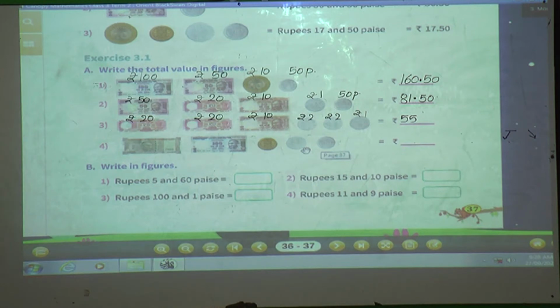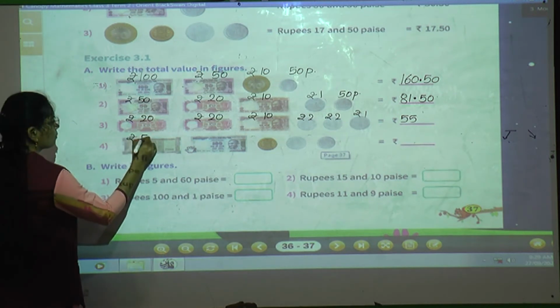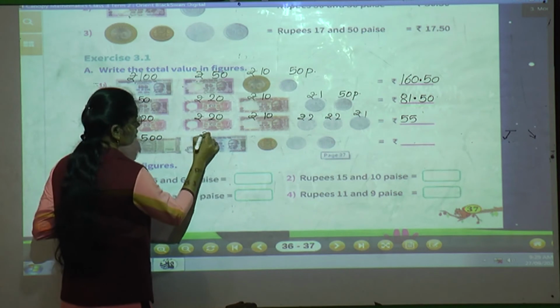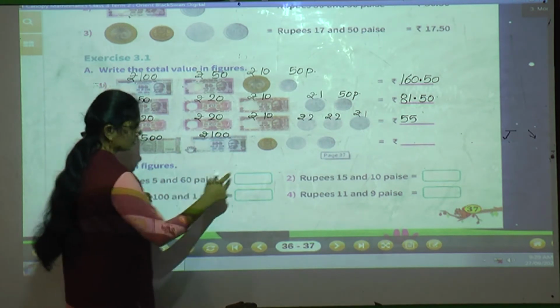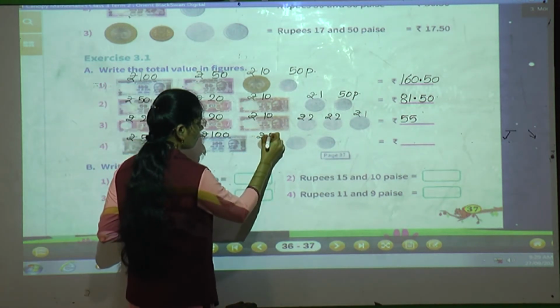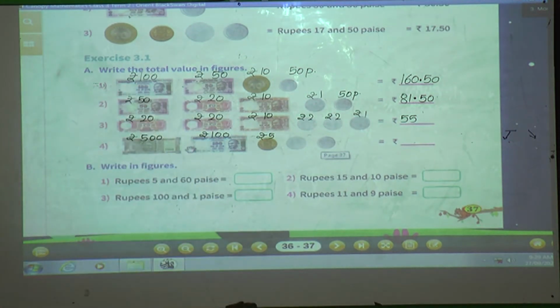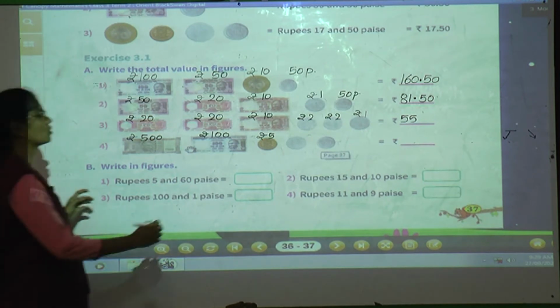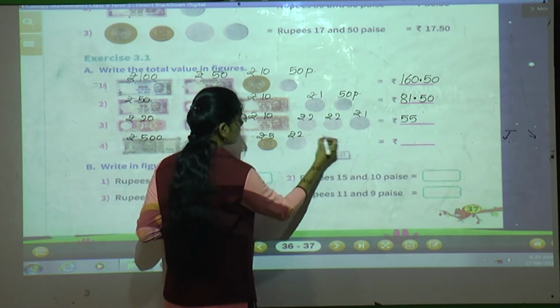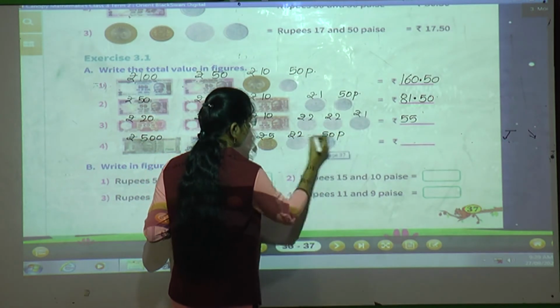Next, the last example. Here there is a note of 500, so I write rupees 500. Then this is the note of 100. Then it is a coin of 5 rupees. Then see the second coin, what is it? It is a coin of 2 rupees, and this is 50 paise.